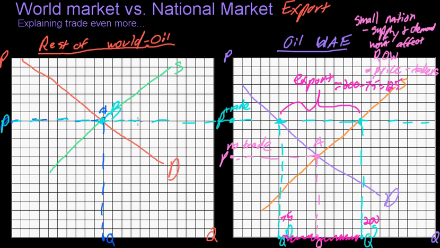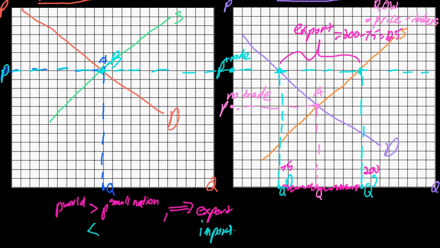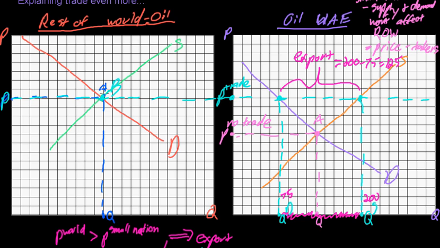So, just to reiterate and drive this point home one more time, if the price for the world is greater than the price for the small nation, that's a small nation, then this means that the nation will export. And if it's the other way around, if the price of the world is lower than the price for the small nation, then it will import. And that was what we saw in the prior video. So then the amount of the export or import is always just the difference between the supply line and the demand line for the small nation at the world price. At the world price.